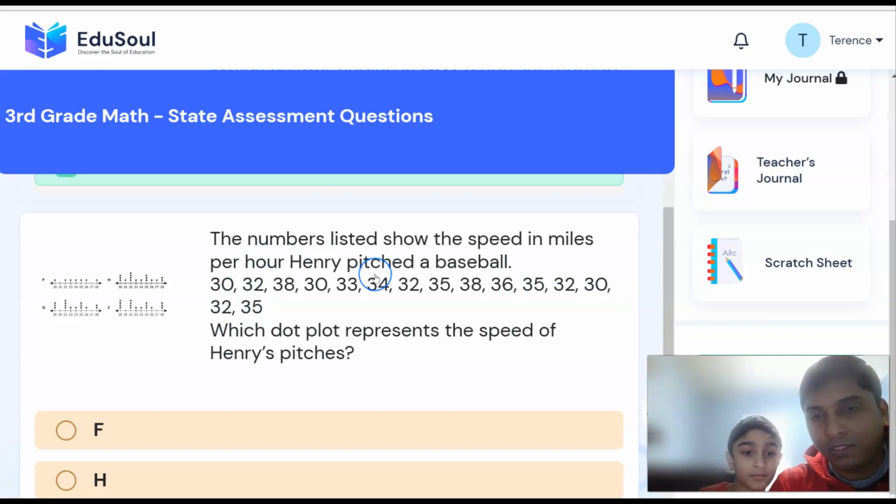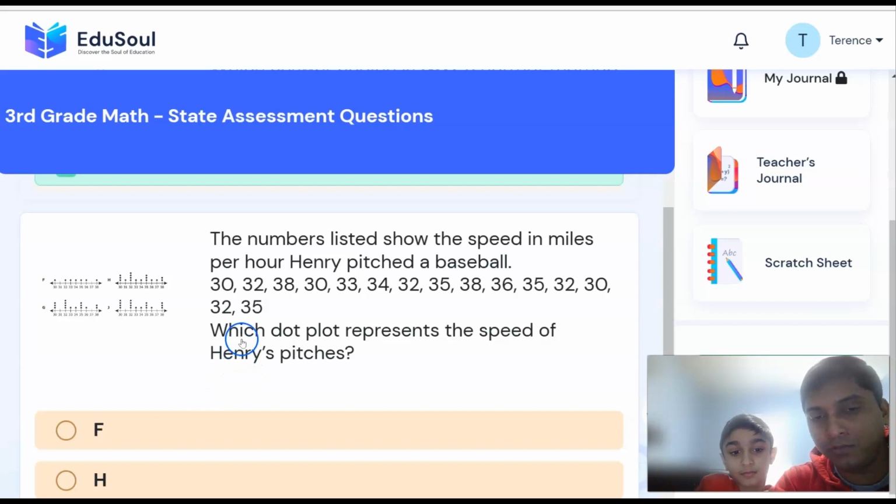Okay, now he is throwing the baseball. Each time he throws the ball, he gets different speeds. For example, the first time he threw the ball 30 miles per hour. That was the speed. But the second time it was 32. He went a little bit up. The third time it was the fastest ball among them. He went like 38 miles per hour. But later on, maybe he was a little bit tired. He threw only 30 miles per hour, and each time is recorded over there. That's what the problem says.